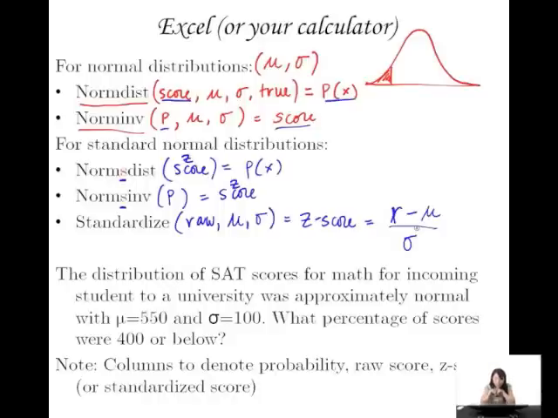The distribution of SAT scores for math for incoming students to the university was approximately normal. So that's, again, important. It has to say approximately normal. Watch out for that. I don't know if you guys have tricky instructors or tests, but sometimes they might give you a problem that looks like a normal distribution problem, but it doesn't say it's normally distributed. With a mu of 550 and a standard deviation of 100, what percentage of scores were 400 or below? Now note that 400, if you transformed it into a z-score, wouldn't be a nice even z-score like -1 or -2. It's actually like -1.5, right? So that's going to be a little bit difficult for us to use just the empirical rule. That's why we're going to have to use something like either the table in the back of your book or Excel.